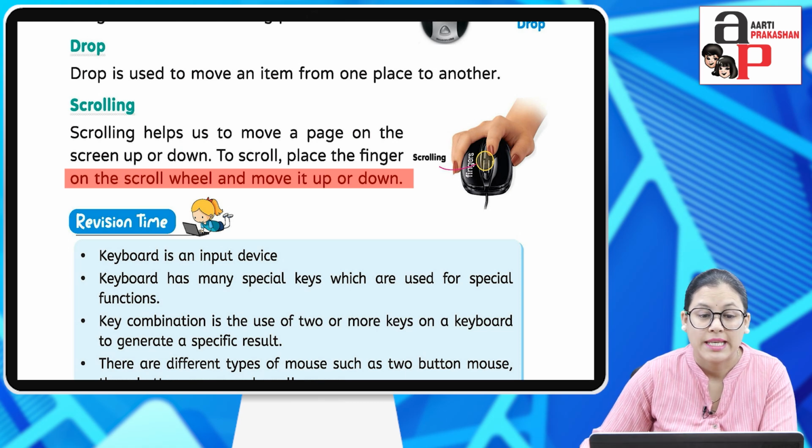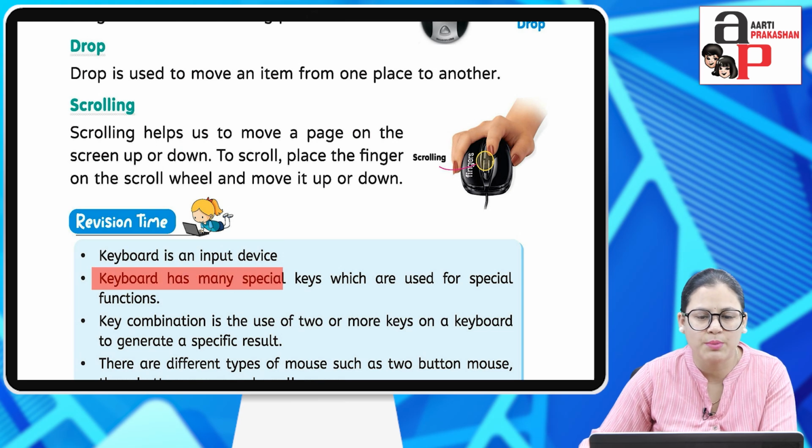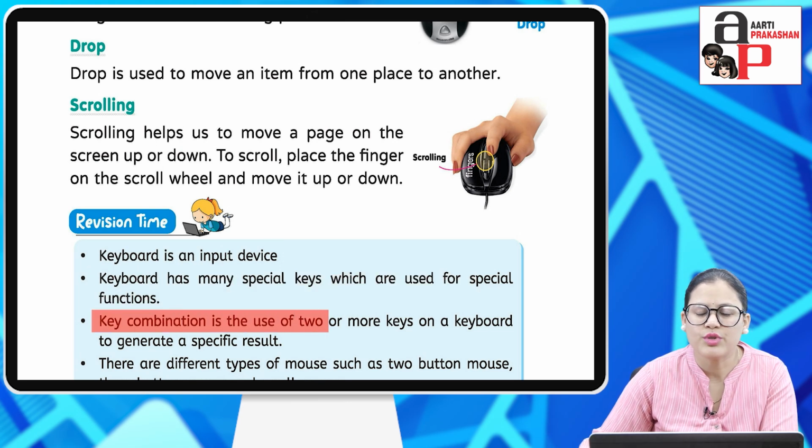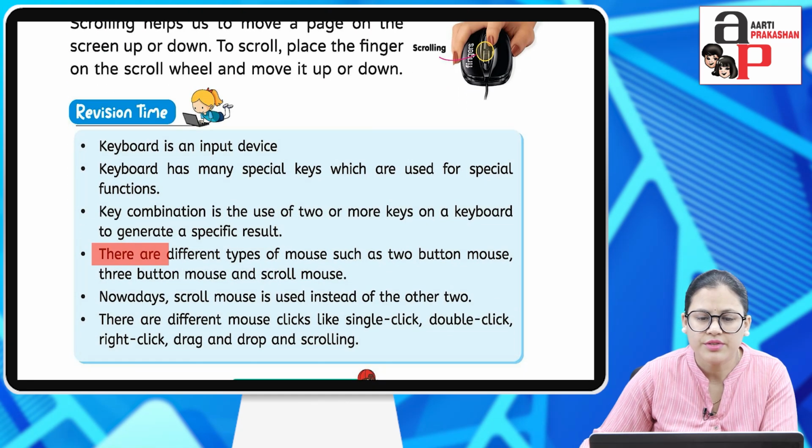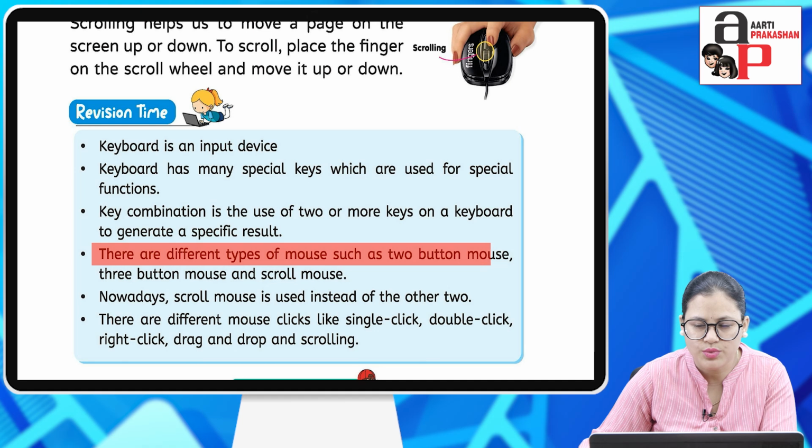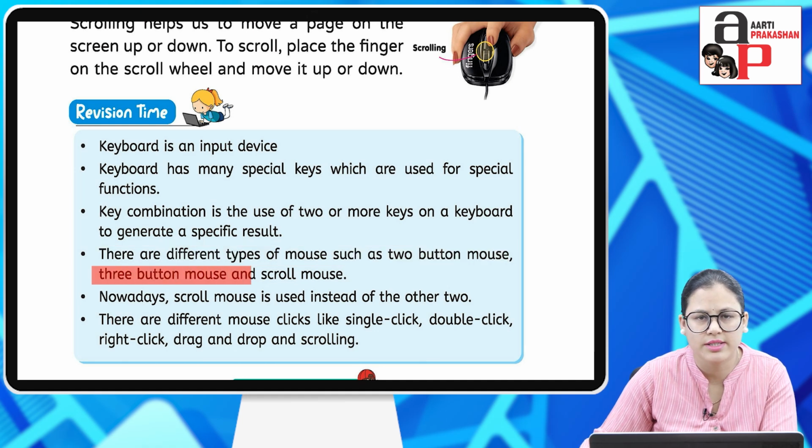Now revision time. Keyboard is an input device. Keyboard has many special keys which are used for special functions. Key combination is the use of 2 or more keys on the keyboard to generate a specific result. There are different types of mouse such as 2-button mouse, 3-button mouse and scroll mouse. Nowadays, scroll mouse is used instead of the other 2. There are different mouse clicks like single click, double click, right click, drag and drop and scrolling.